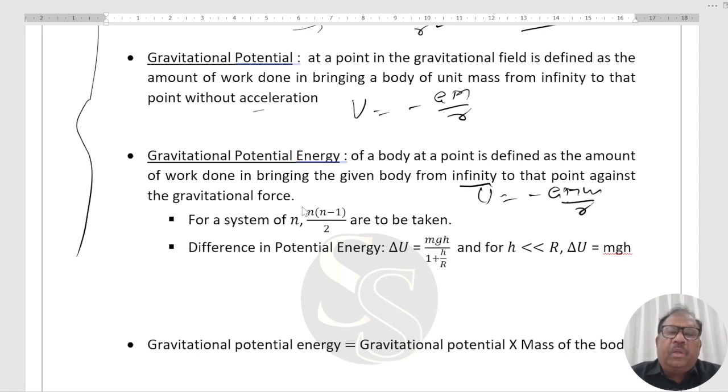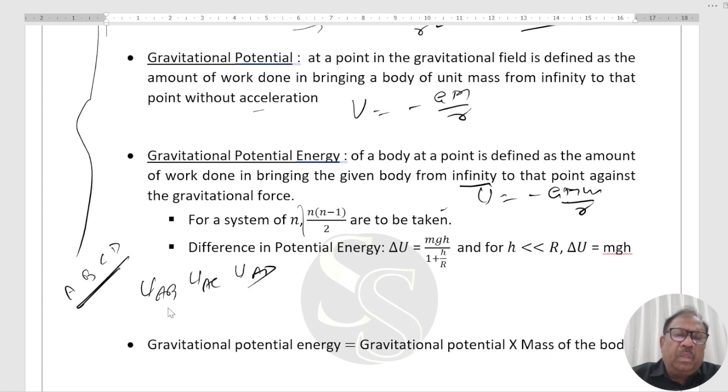For a system of n particles, pairs are to be taken. Suppose a four particle system is there, A, B, C, D. We have to find the potential energy of the system. Then we have to find UAB, UAC, UAD, then UBC, UBD and UCD. Right? There are 6 cases.